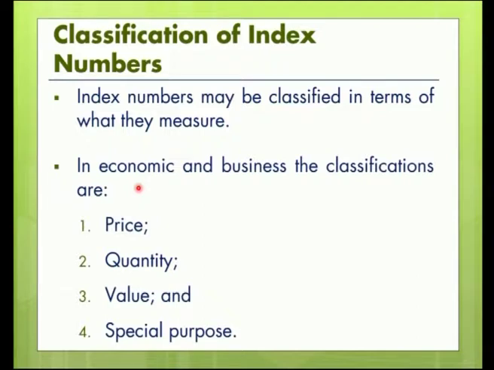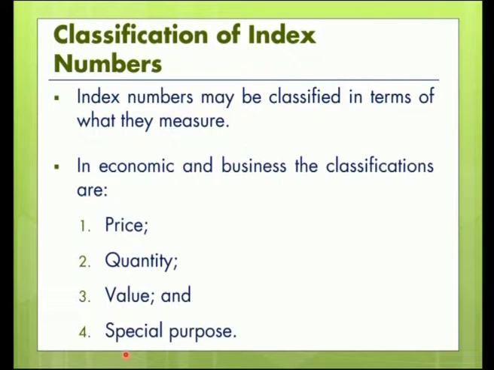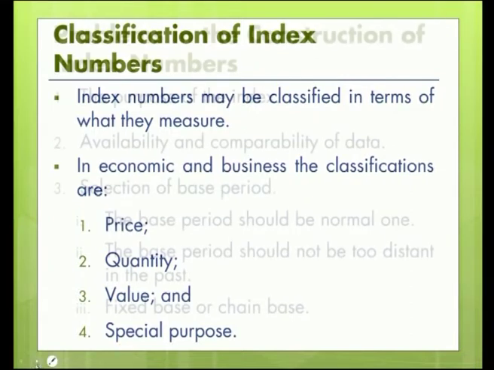After studying the uses of index numbers, next we will study the various types of index numbers. Index numbers may be classified in terms of what they measure. In economics and business, the classifications are price index numbers, quantity index numbers, value index numbers and special purpose index numbers. If an index number is constructed for a single commodity, it is called a simple index number. If it is constructed for a group of commodities, then it is called a composite index number.